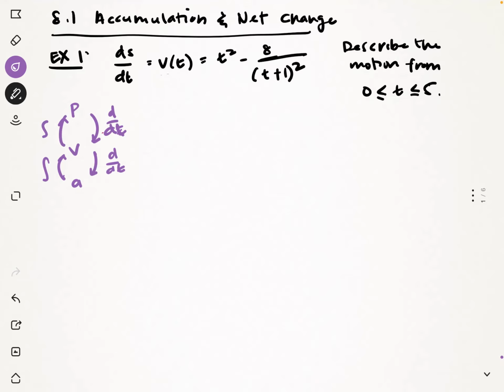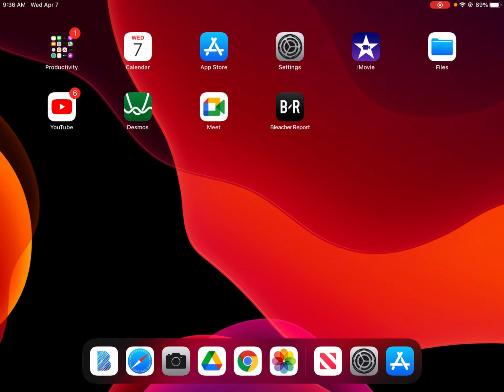All right, so we have this equation here. It's saying ds/dt is representative of the velocity of t, and that's also equal to t squared minus 8 divided by the quantity t plus 1 squared. It says describe the motion from 0 to 5. Now what we're going to do here is put this into our calculator in Desmos.